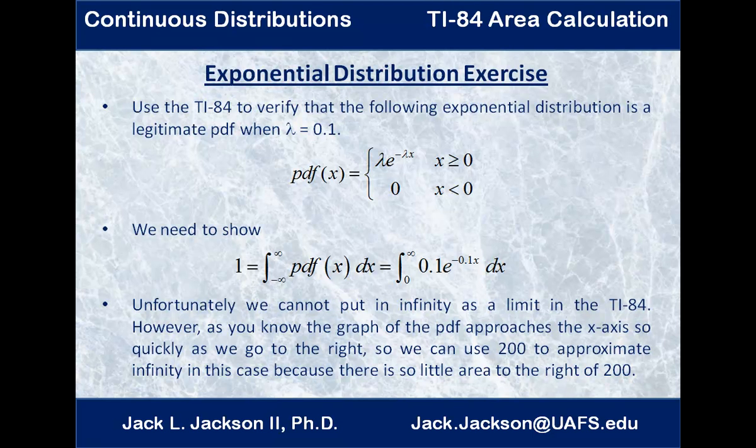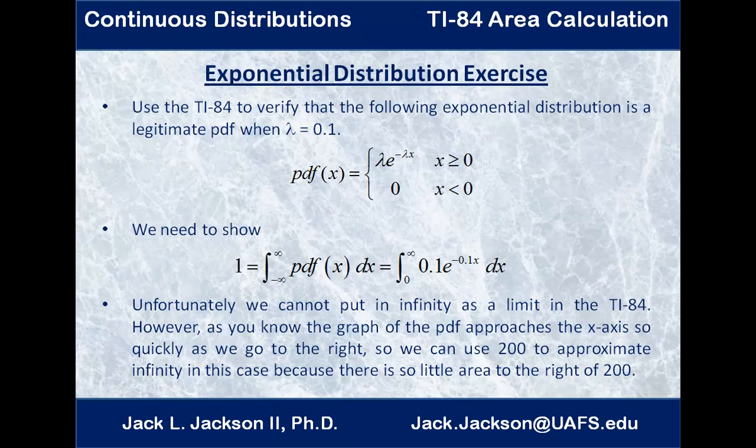Now, the lambda has to be positive, and I claim that this is always going to turn out to be a legitimate PDF as long as we use the same value for lambda. But let's sort of verify that when lambda is 0.1. So there's 2 conditions we need to show. The first condition is that the y values of the PDF are always positive, or perhaps 0, but never negative. When you raise e to a power, you always get a positive, and if lambda is positive, we multiply that by a positive, we're going to always get a positive output. So condition 1 is satisfied.